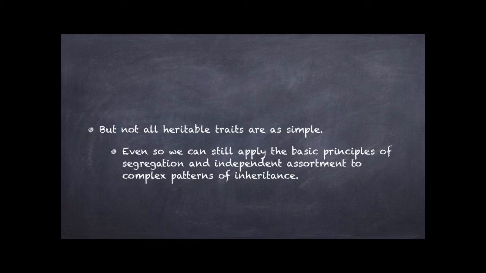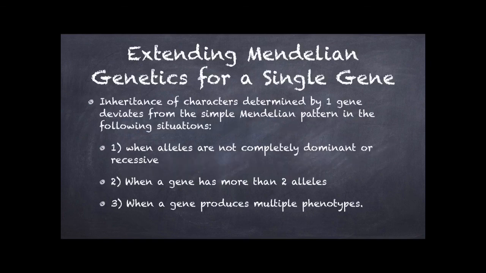But not all of the heritable traits are as simple, especially when it comes to human beings and animals. Even though they are a little bit more complex as you get further along talking about things that are not pea plants, we can still apply the principles that Mendel came up with in regards to segregation and independent assortment of alleles. And we can take that and apply it to more complex patterns of inheritance that we see in more complex organisms.